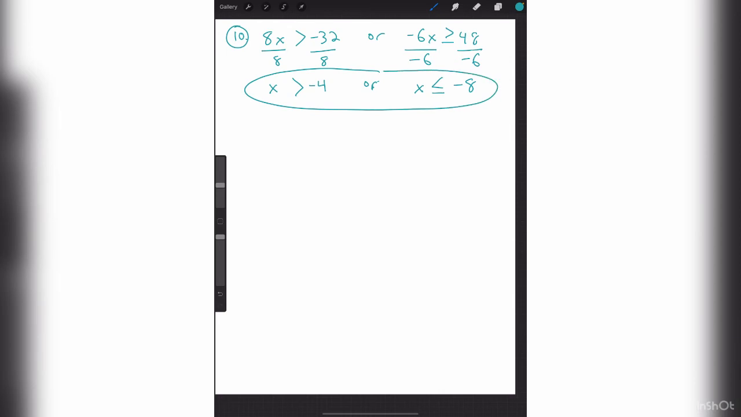So that's the first part of the problem. Then I have to graph it. I'll start at -9, -8, -7, -6, -5, -4, -3, -2, -1. Make sure that your bigger number is always on the right, your smaller number is on the left. So x is greater than -4. I find -4, and I'm going to put an open circle, and all the values that are greater than, all the ones that are this way, are all the values that are more than.